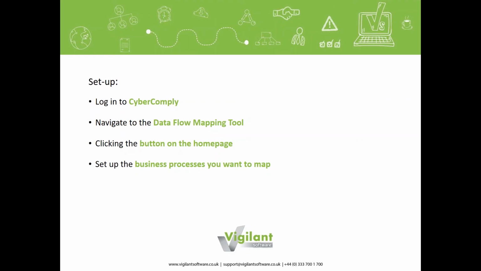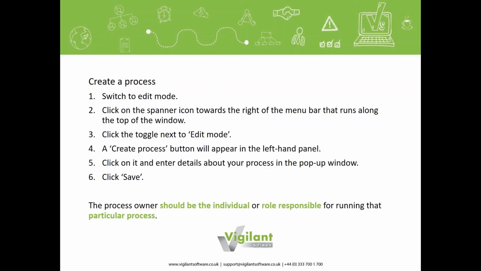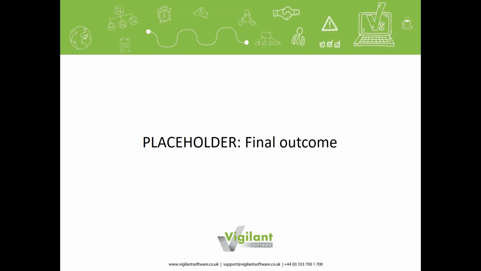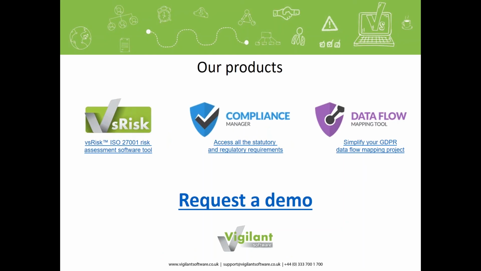Just to confirm, we've gone through the setup, so the login to Cider Comply, navigate to the data mapping tool, clicking the button on the home page to take you into the business processes you want to map. We've gone through and created a process. This is where we'd ordinarily go through and cover these off, such as the final outcome, which was the report, and then finally our Q&A section. We'll just pop this up on screen as a placeholder whilst we're doing the questions.